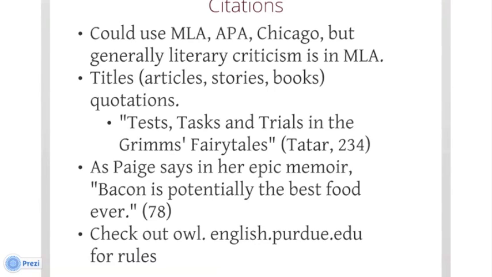Like I said, you do have to cite some things. You can use MLA, APA, Chicago, whatever you want, but generally literary criticism is in MLA. Check out the Purdue OWL at owl.english.purdue.edu for these rules. And one of the main reasons we want you to be able to cite things in a systematic way is just to clear up confusion generally, and then also to make sure that you're giving credit where credit's due. So as you can see, we've got Tatar, the last name of somebody, the page number, right after the article that she wrote. And then also making sure that you give credit, like I said, where credit is due.